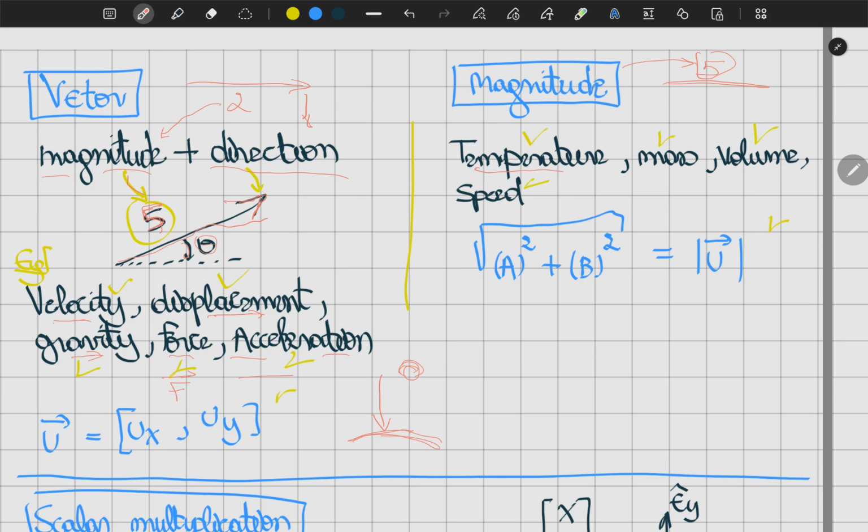So temperature is one example of magnitude, because you can measure temperature in a room without direction. Mass: take a box, for example, the mass has no direction. Volume, this is the volume that you can get. Speed is a quantity, so how much speed we're moving. We don't say in which direction, it's just how much speed.